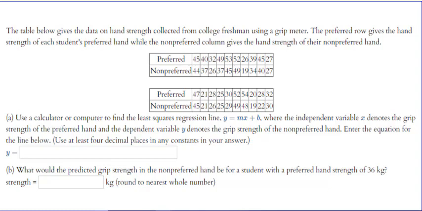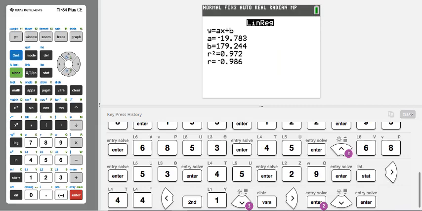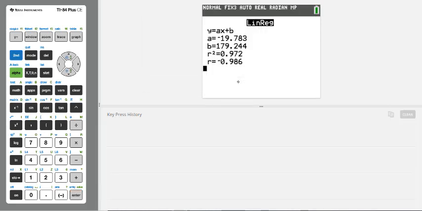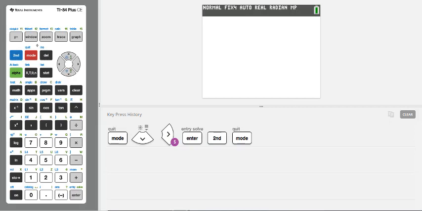Let's do this. We're going to need to go to 4 decimal places, so we go here. Okay, there, and we're going to hit clear. So I'm going to show you how to do that. I'm going to hit mode, and then we'll go down and go over to 4, and then we'll hit enter, and it changes it to 4 decimal places. Okay, so second mode gets you out of the screen.